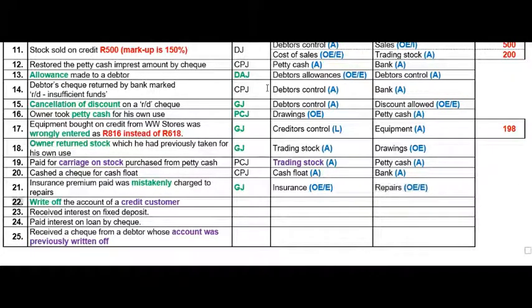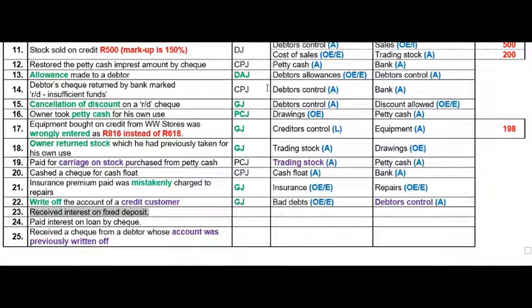Then you had to write off the account of a credit customer. Once again, credit customer might be confusing, but it just indicates that it's a debtor. If you write off any account, it will be in the general journal. Bad debts will be debited and debtors control will be credited because now this credit customer or this debtor owes us less money. In fact, he doesn't owe us any money, so we take him out of debtors control.